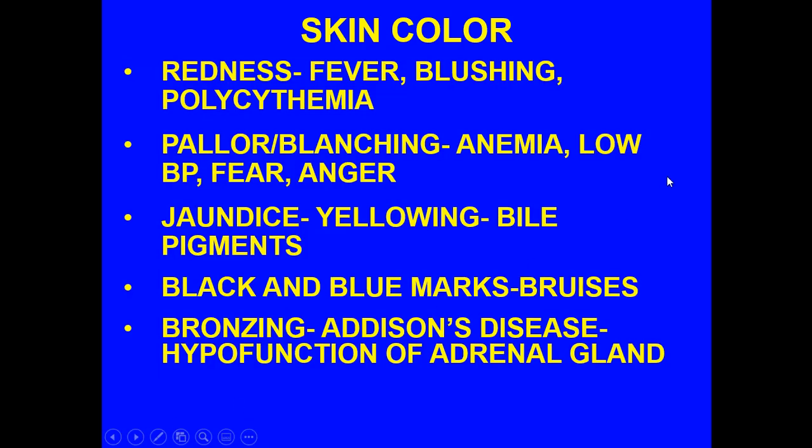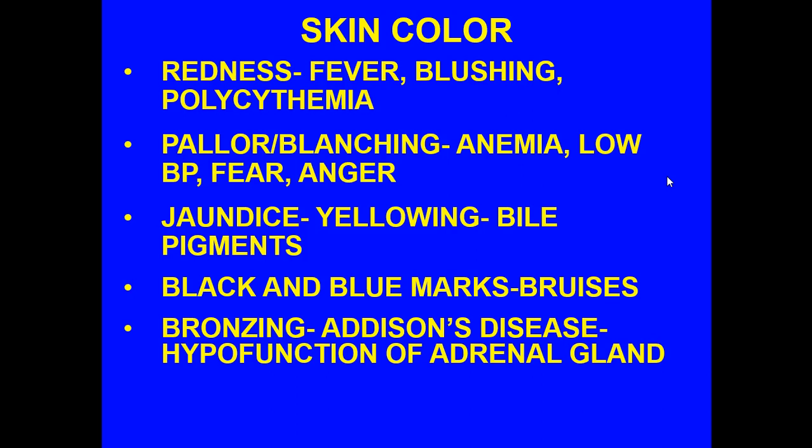Want some more? Well, let's talk about skin color from the perspective of some of the other phenomena that we see. What if it's redness? It could be fever, it could be blushing, it could be also polycythemia. But poly means many. Cythemia is cells. This is an unusual phenomenon that occurs with some individuals. Sometimes they will use blood doping, where they will increase the amount of blood cells, red blood cells, for athletes that are in competitive athletic events. Pallor or blanching can also be a sign of anemia, as I said, low blood pressure, fear, or anger.